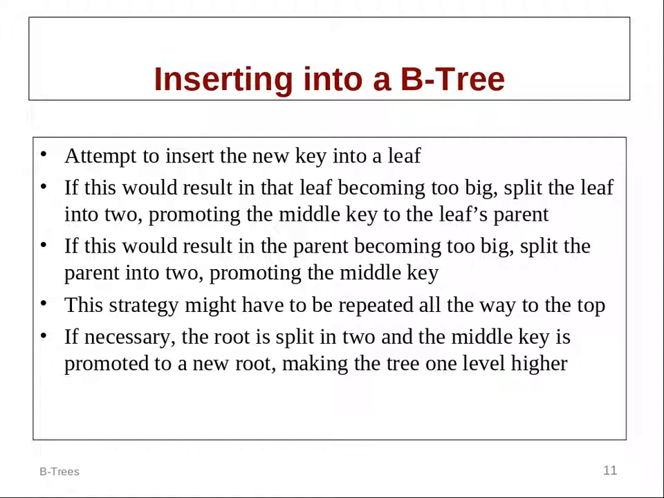All right, so highlighting, inserting: attempt to insert into a leaf. If it will result in a leaf becoming too big, split the leaf, promoting the middle key. If this would result in the parent becoming too big, split the parent in 2, promoting the middle key. This strategy might have to be repeated all the way to the top. If necessary, the root is split into 2 and the middle key is promoted to the new root, making the tree 1 level higher. How are we doing?